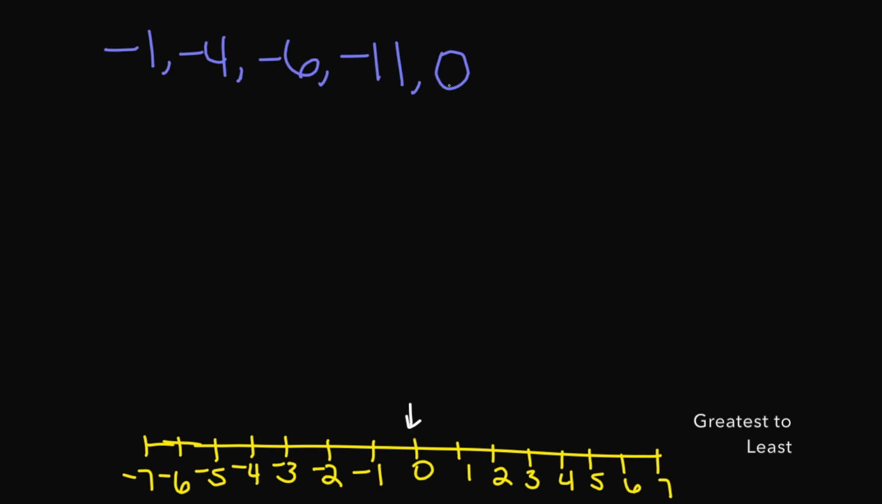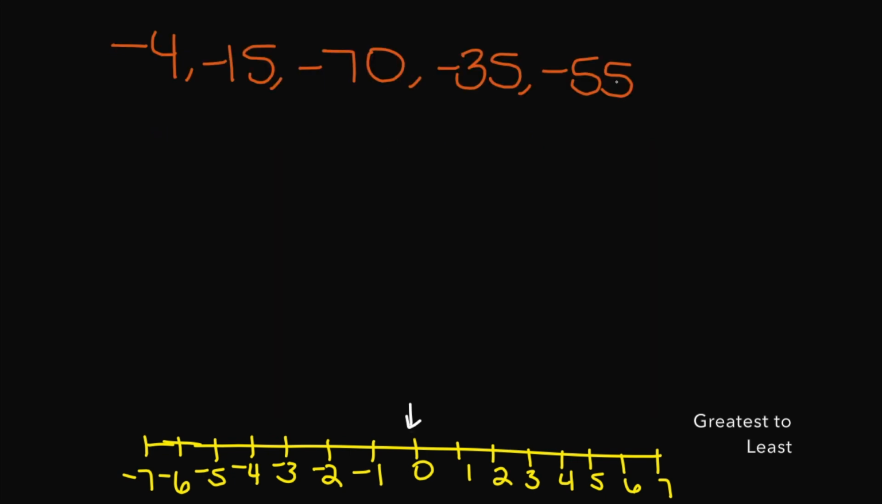-1, -4, -6, -11, and 0. The largest number here is going to be 0. 0 is greater than -1. -1 is greater than -4. -4 is greater than -6. -6 is greater than -11.